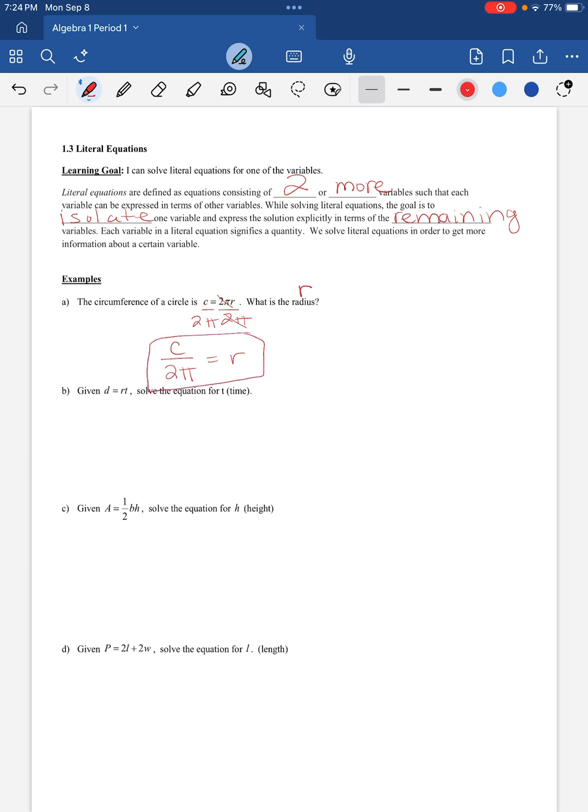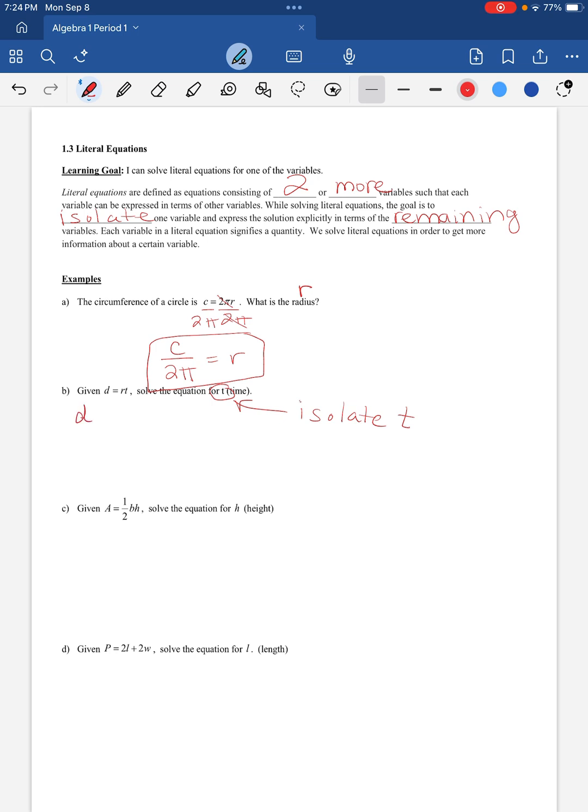All right, let's try another one. So for letter B, it says, given d equals rt, solve the equation for t. So just so you know, whenever it says to solve for a given variable, that is the variable that you're going to isolate. So just to be clear, this means we're going to isolate t. If it says to solve for t, we want to isolate t. We want to get t alone.